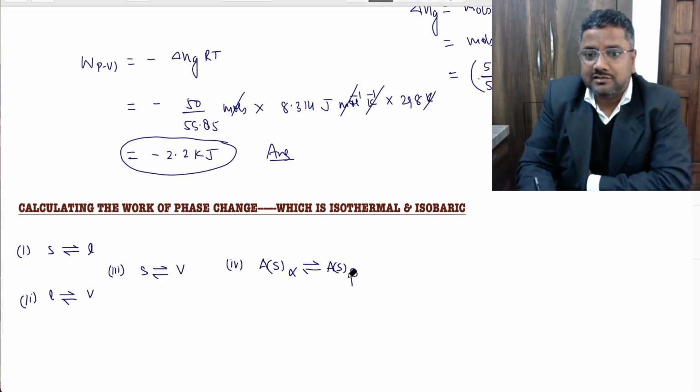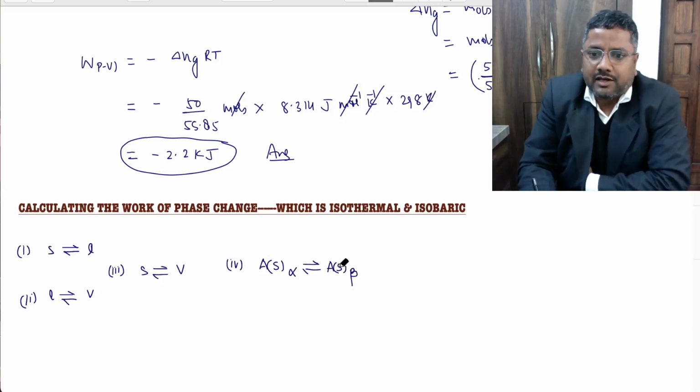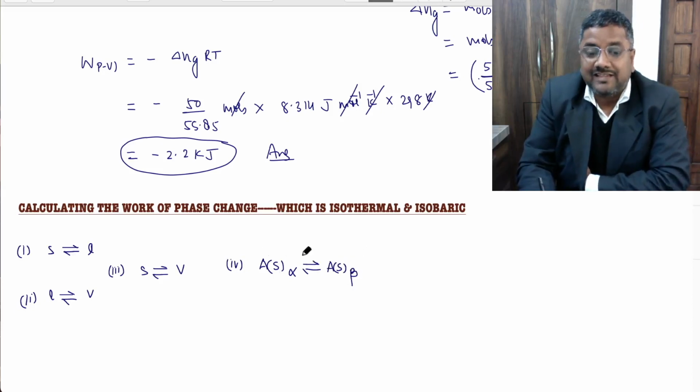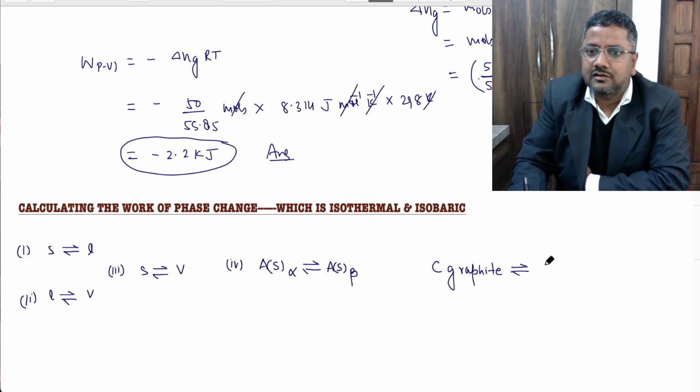Very less common, because generally people think that the phases are basically solid, liquid and gas, right? They were thinking like that. Suppose an example is given, like graphite to diamond, right? Carbon graphite to carbon diamond. So carbon graphite and carbon diamond both represent different phases.